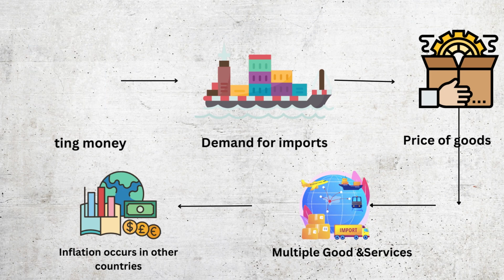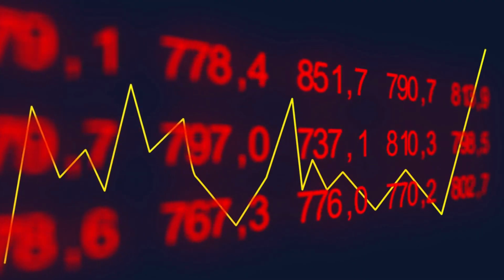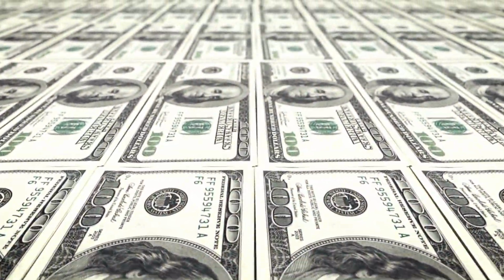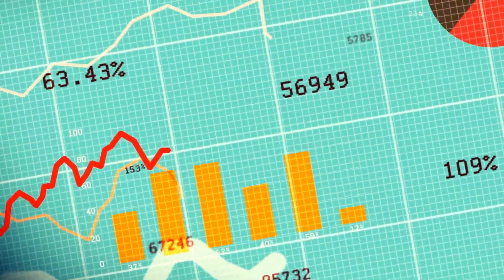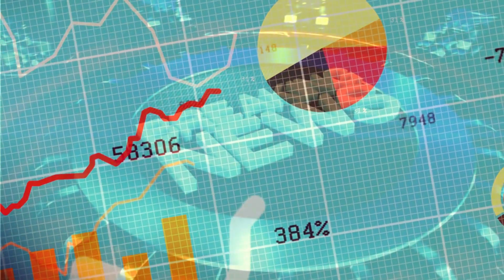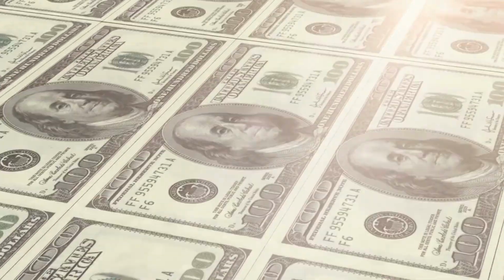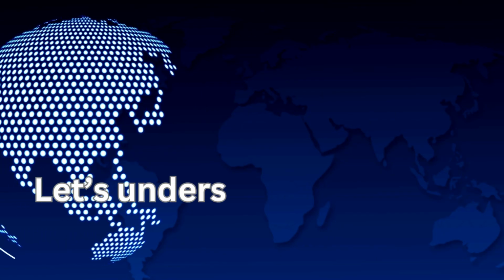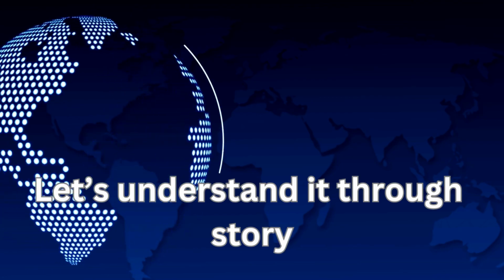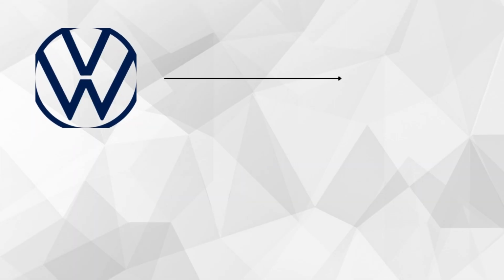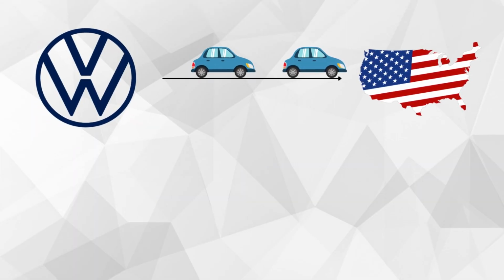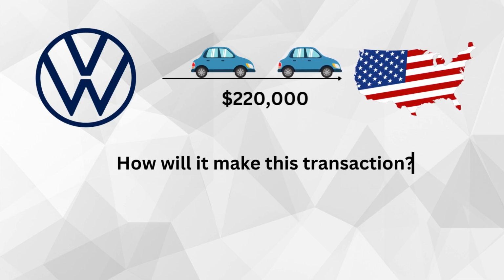So if this is very clear to you, let's look at the second reason as to how US printing money results into currency depreciation, which, again, results into inflation. And this is something that you must have seen in the news a dozen times after US printed money in 2020. So as usual, let's try to understand this. Using the same Volkswagen story, you see even Volkswagen wants to sell its car in the US at $220,000.